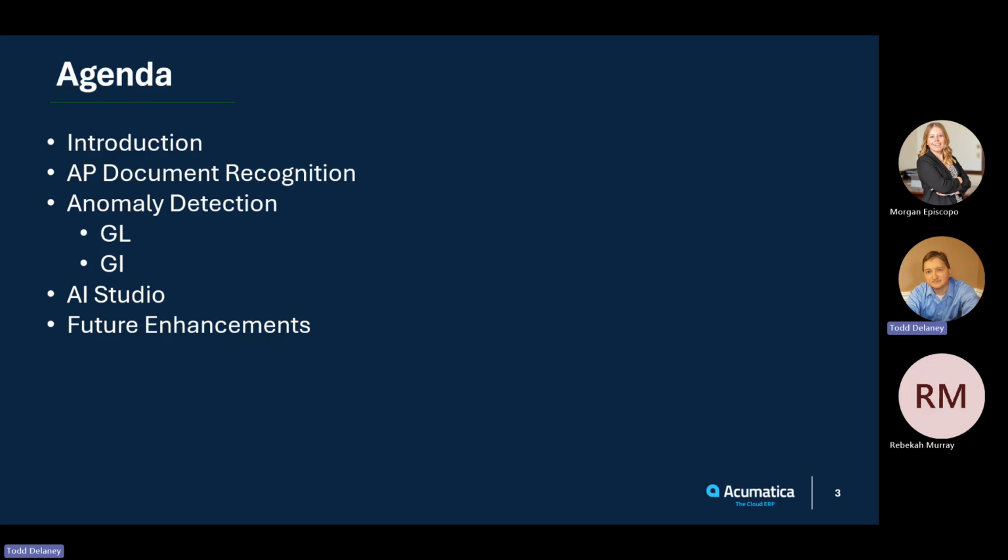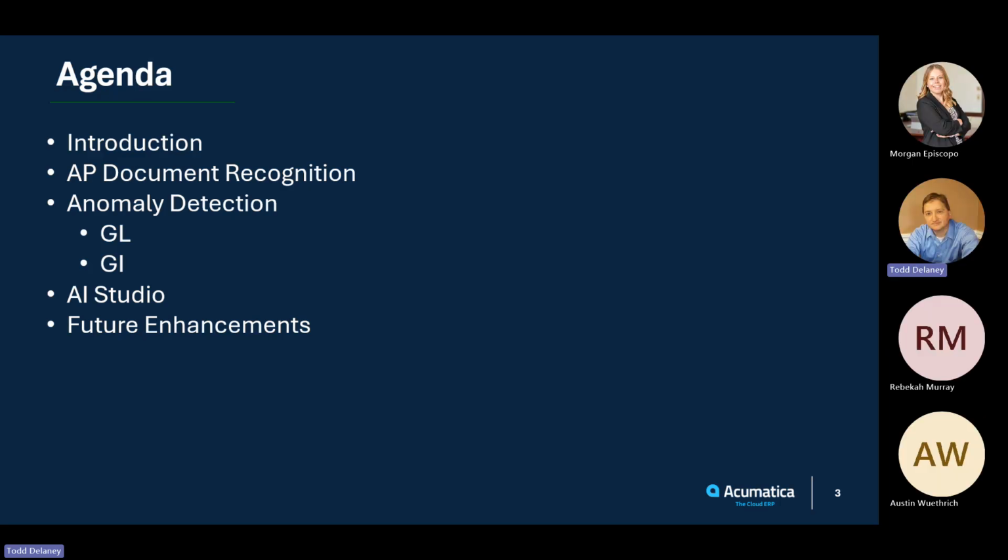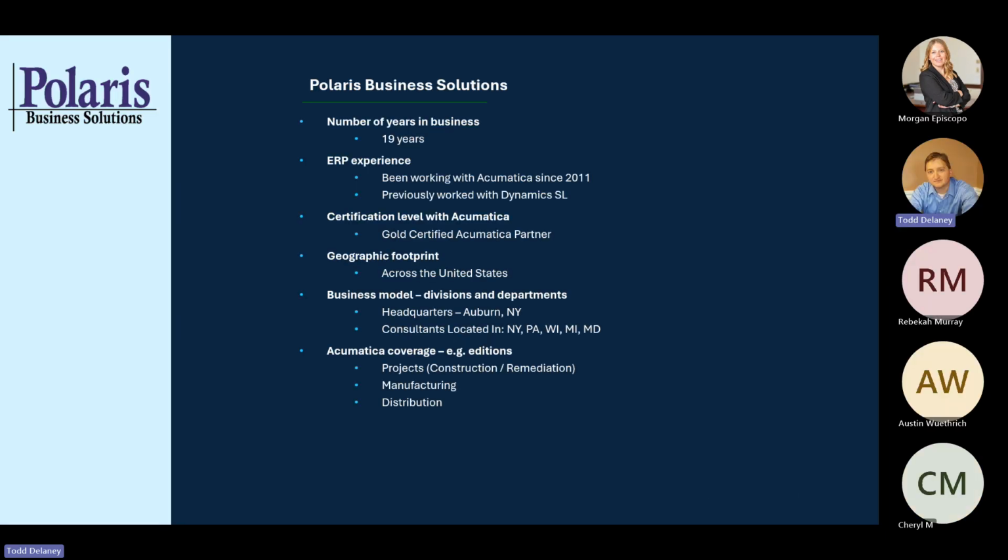Give you a little bit of an introduction of Polaris in case you're not familiar with who we are, and go into AP document recognition, which is an existing feature that has been out for a while, as well as the anomaly detection for GL. It's a good time to review these things. And we'll talk about some new features that just came out with the latest release, which is the anomaly detection for GIs, and talk about AI Studio and what we can do with that today. And again, we'll of course look at the future enhancements.